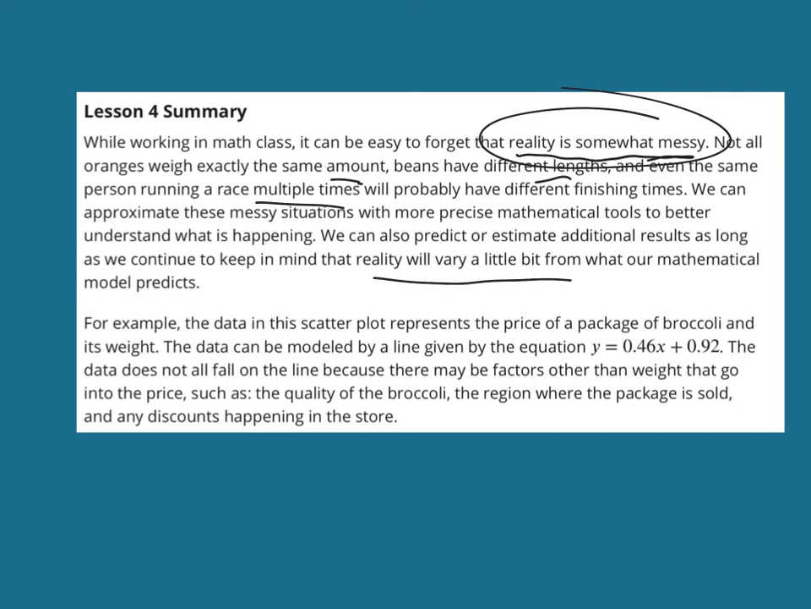Okay, so the data in the scatter plot that I'm about to show you represents the price of a package of broccoli and its weight, right? And it can be modeled in this sense. So the data doesn't fall on the line because there are other factors than weight that go into the price, such as the quality of the broccoli, the region where it's sold, and so on. So let's take a look.